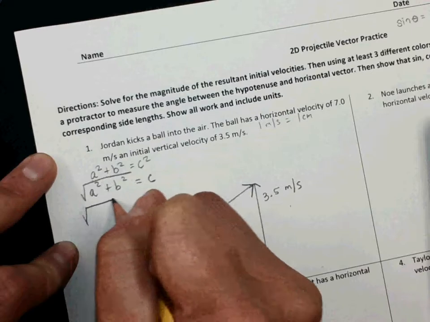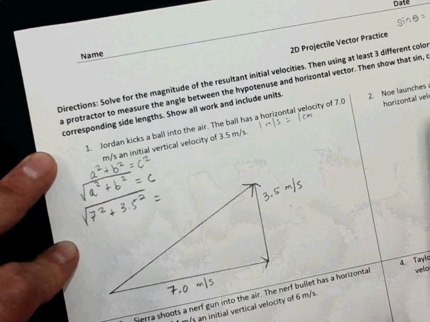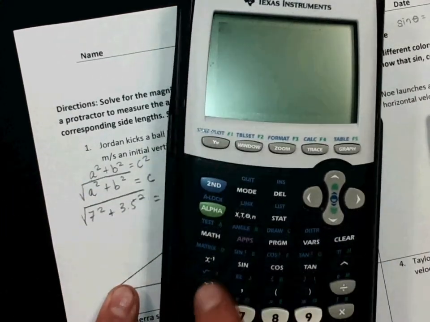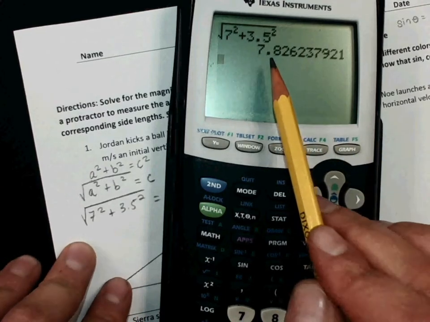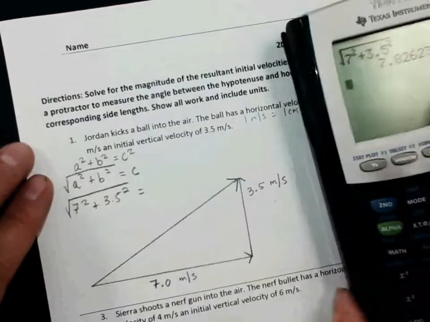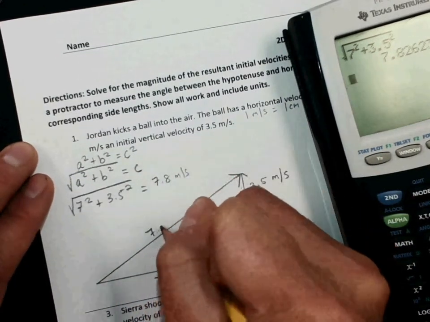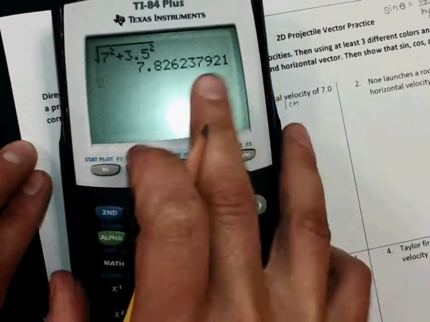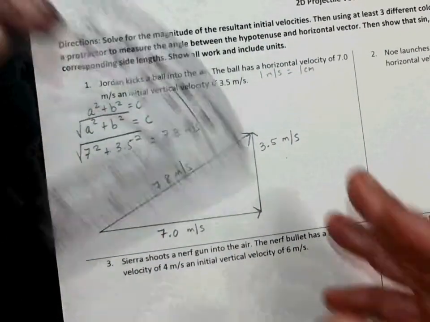In this case, I will have 7 squared plus 3.5 squared. I will take the square root, grabbing my calculator, second x squared for the square root, that's 7 squared plus 3.5 squared. That gives me a side length of around 7.8 meters per second. Now I've rounded, so the answer that I have is not perfect, but that's okay, we can still measure the angle.